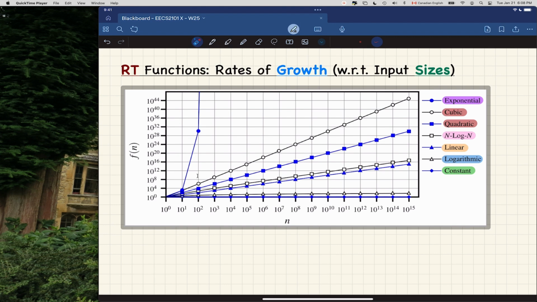First of all, let's look at the constant. Constant function will be the most ideal running time you want for your algorithm, because a constant function simply means it doesn't matter how large the input size is. You will always require the same amount of primitive operations to execute. Let's identify the constant, which is right here at the bottom. This one grows the slowest.